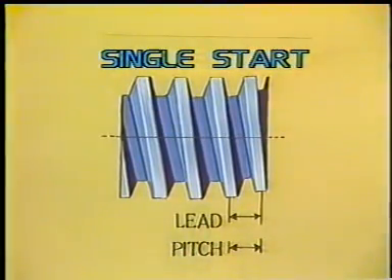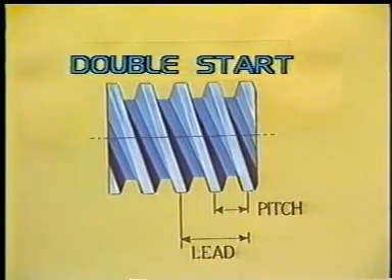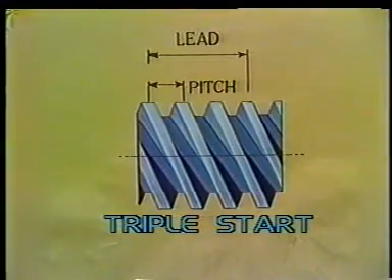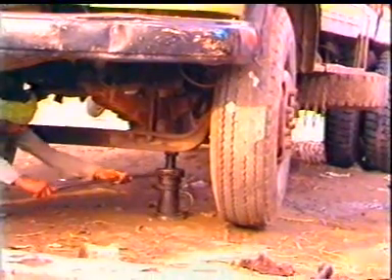A single start thread is a thread in which lead is equal to the pitch of the thread. In multiple start threads, lead is an integral multiple of the pitch. For example, in a double start thread, lead is twice the pitch, and in a triple start, it is 3 times the pitch. Multiple start threads are used for quick fastening of parts.